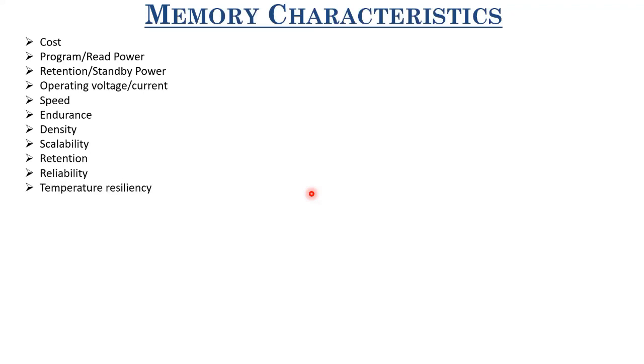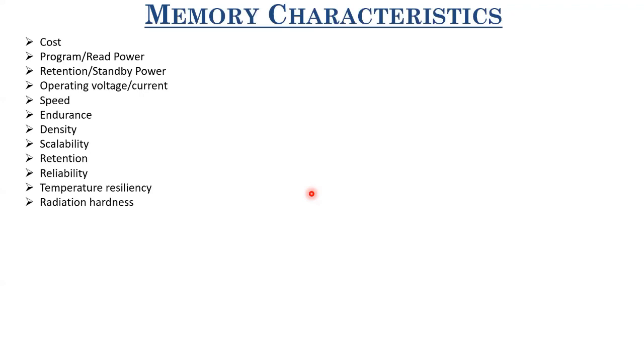Temperature resiliency. Many of these memory elements, in your processor or even in automobile applications, the processor heats up, and the temperature goes up to 125, 170, or even 200 degrees. So your memory should be such that it can work efficiently even at such high temperatures.